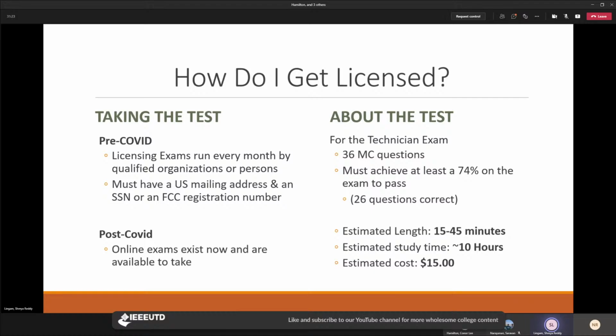And it's recommended to study about 10 hours for this exam, though it might not take you 10 hours to study for it, and the cost of the exam is $15. If you want to get additional licenses, such as the general class license, you still have to first take the technician class license exam, then you can take the general class license exam. So you basically have to take the previous class exams before, but you can take on multiple exams within the same day.